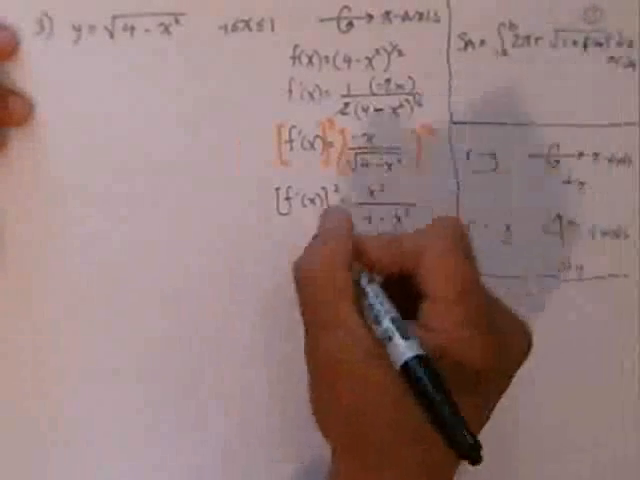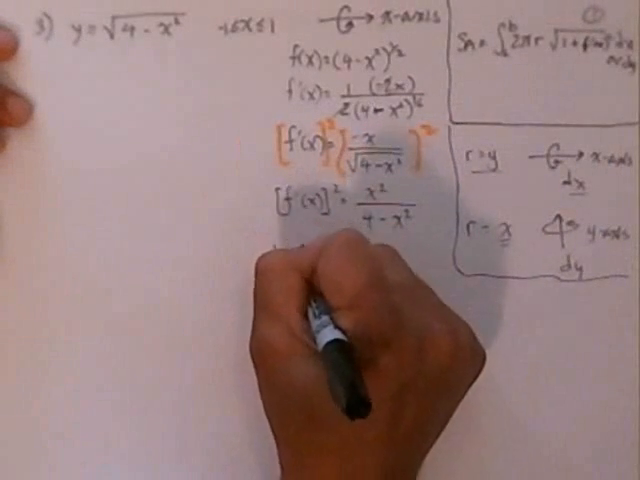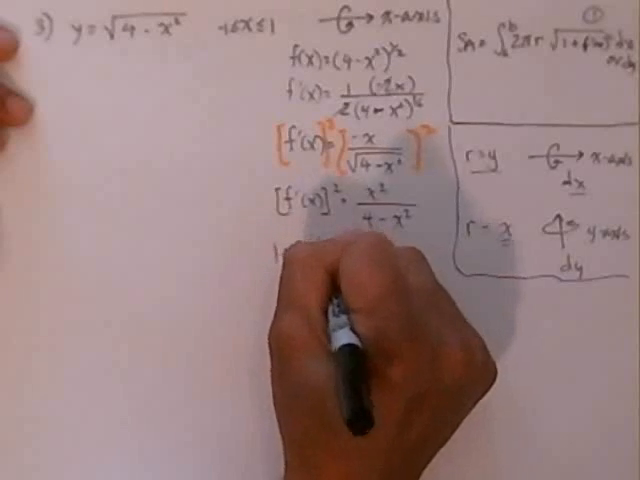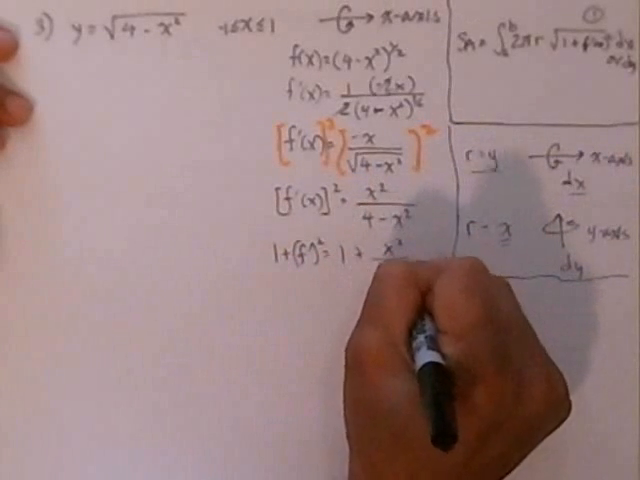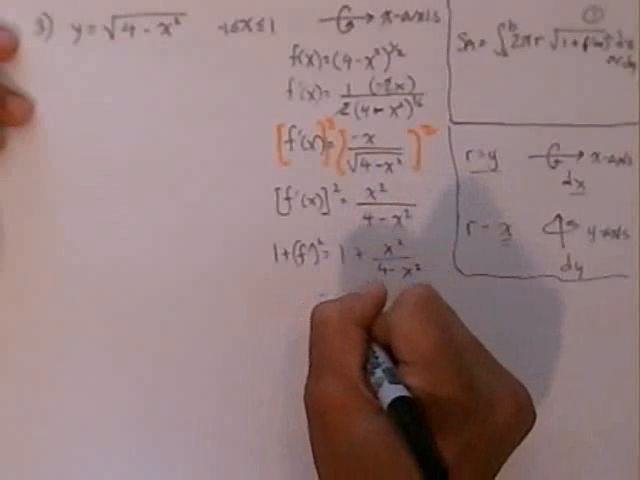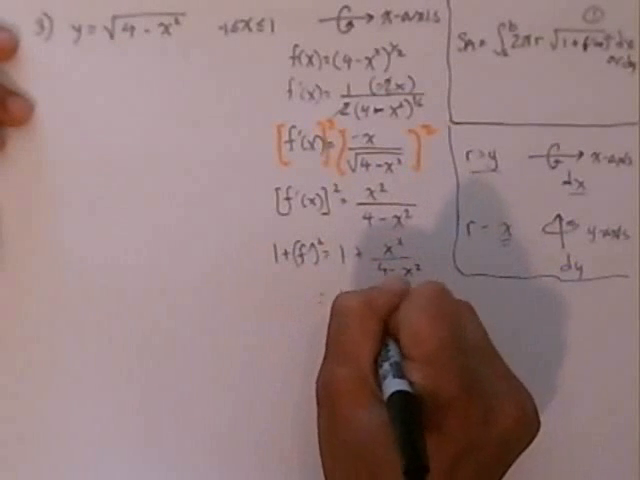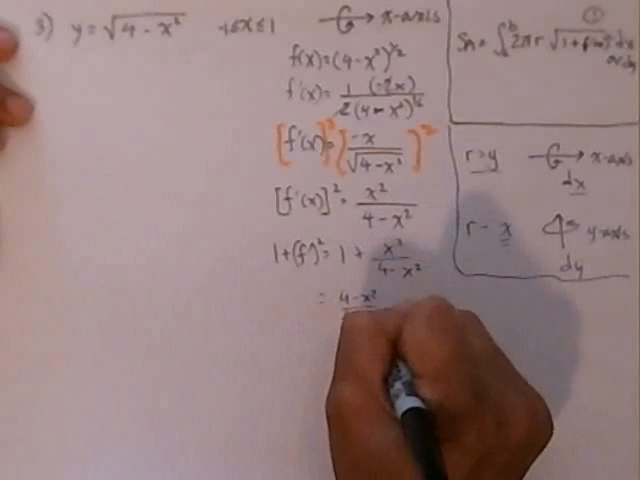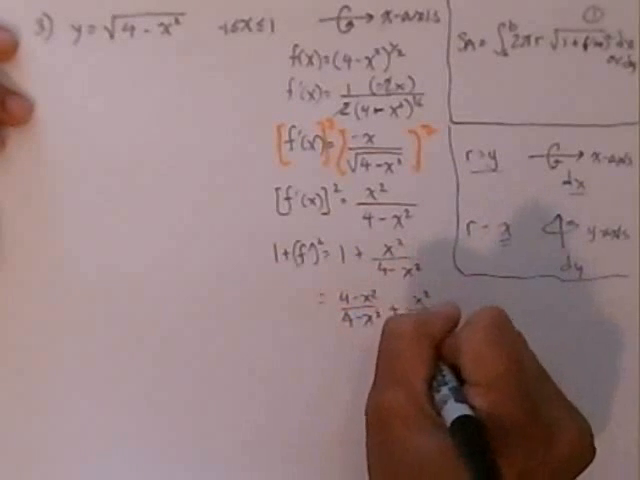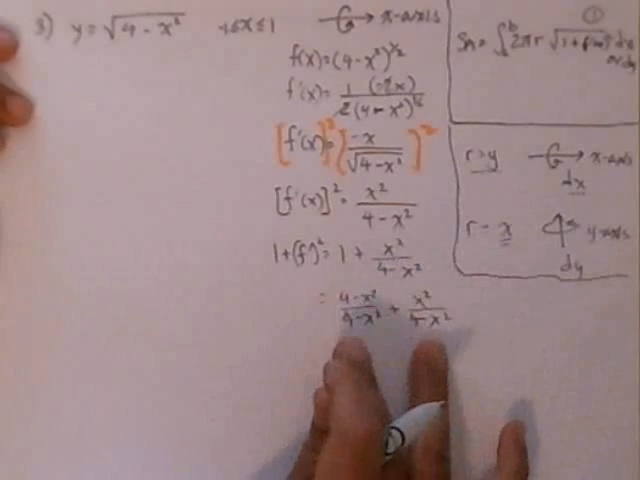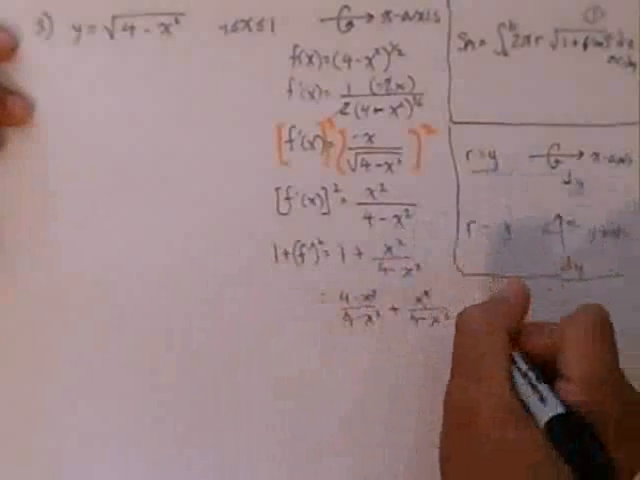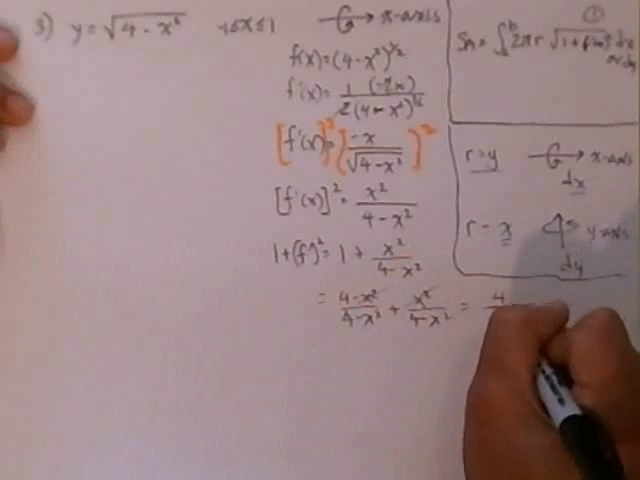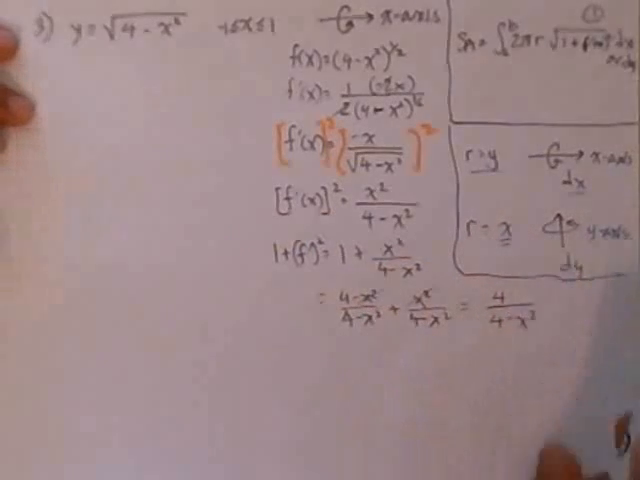We're also going to do 1 plus f prime squared. That's going to be 1 plus x squared all over 4 minus x squared. That's the same thing as 4 minus x squared over 4 minus x squared plus x squared over 4 minus x squared. Common denominator, that's the same thing as 1. The x squares cancel. You end up with 4 over 4 minus x squared.